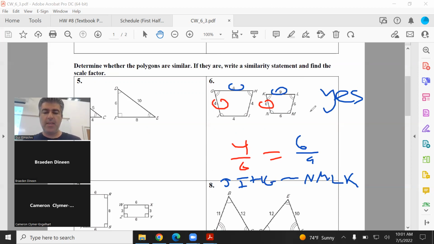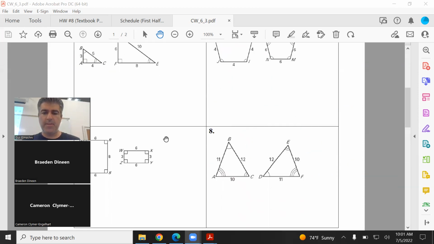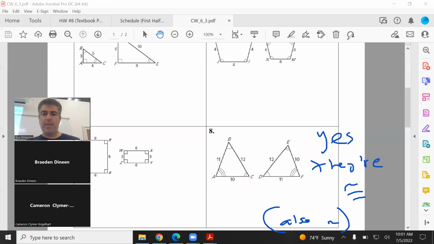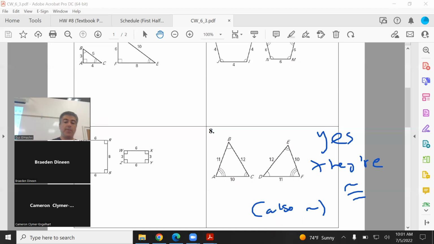Next up, I'm going to say no. Or maybe, I don't know. Hold on. Let me scroll down. Actually, that's a yes. Actually, they're congruent. If they're congruent, they're also similar. You're also similar and congruent.